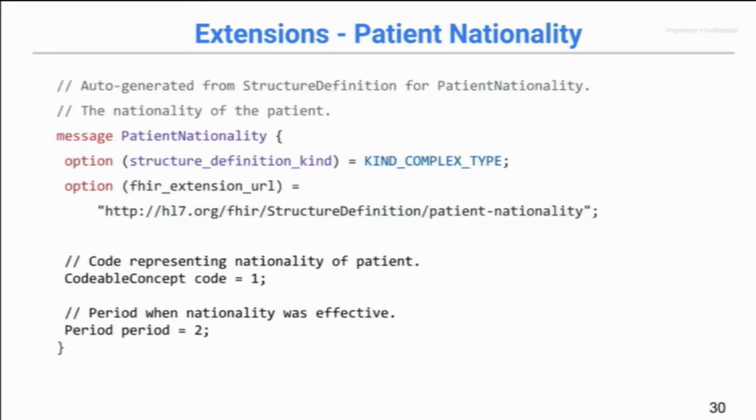And so what we've done here also is we can generate extensions from structured definitions as well. Here we just collapse them, and it looks kind of like a normal resource would look. So you just have a codable concept and a period here. These are the two fields in this extension.